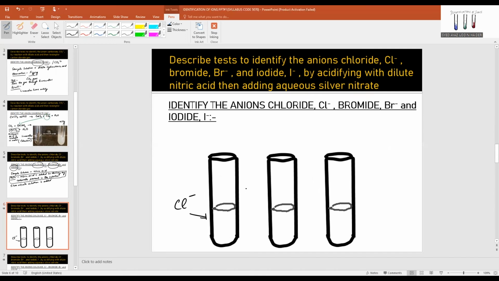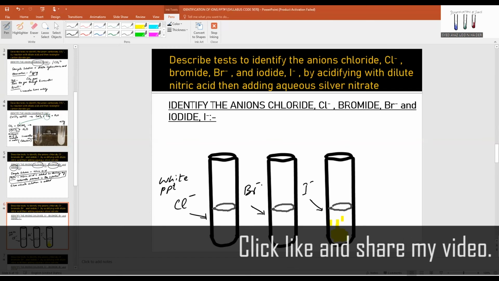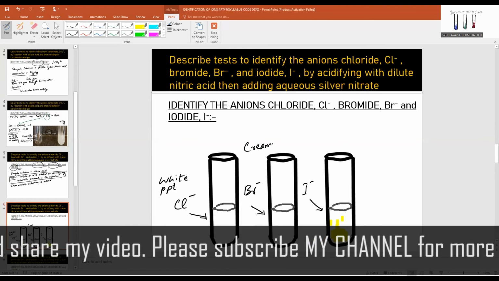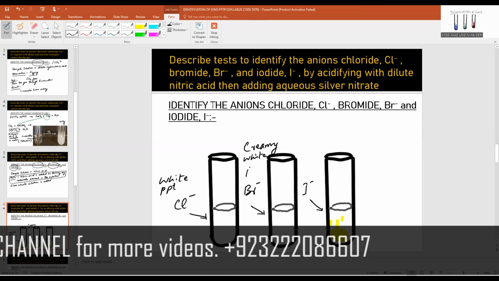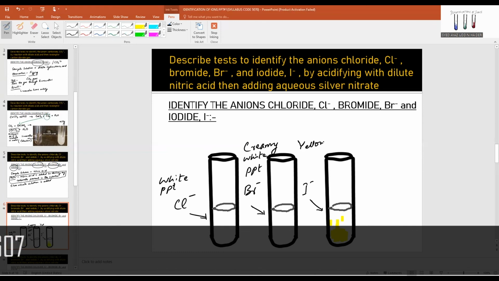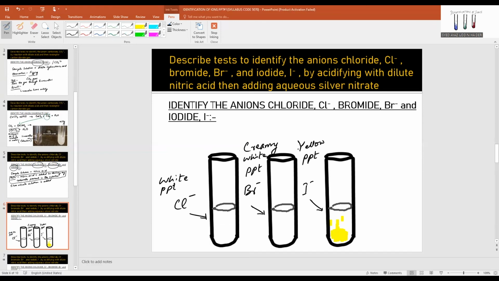If bromide ion is there, it should be a creamy white precipitate. And if iodide ion is present, it should give a yellow precipitate like this. This one is of iodide. Let me write their color. White PPT. Here you'll get creamy white. This one yellow PPT. Yellow PPT for iodide.